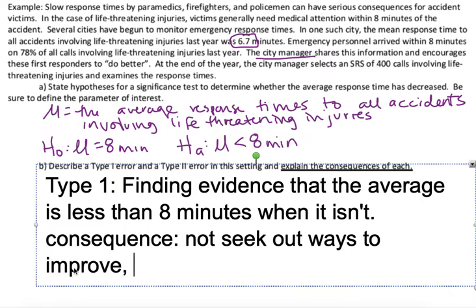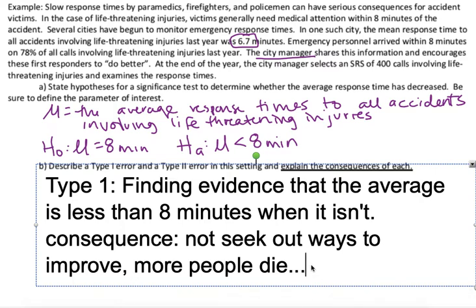More people die from their life-threatening injuries. I mean, there's other consequences here. If we think we're doing a good job, we're not going to seek out that improvement.